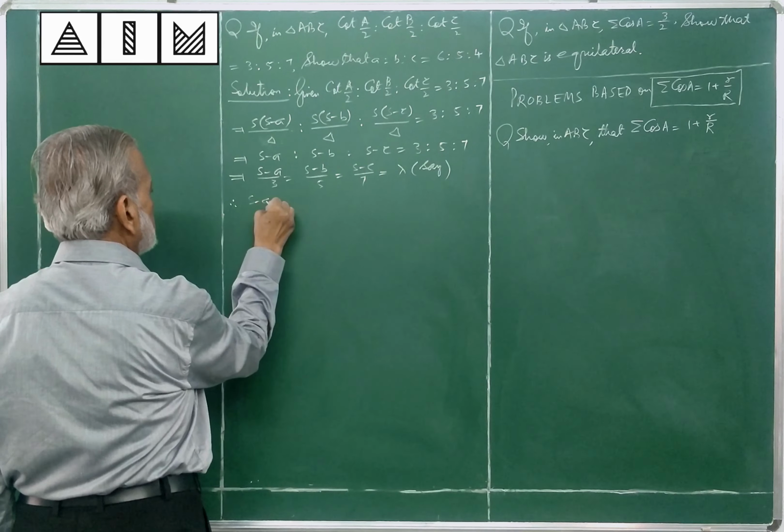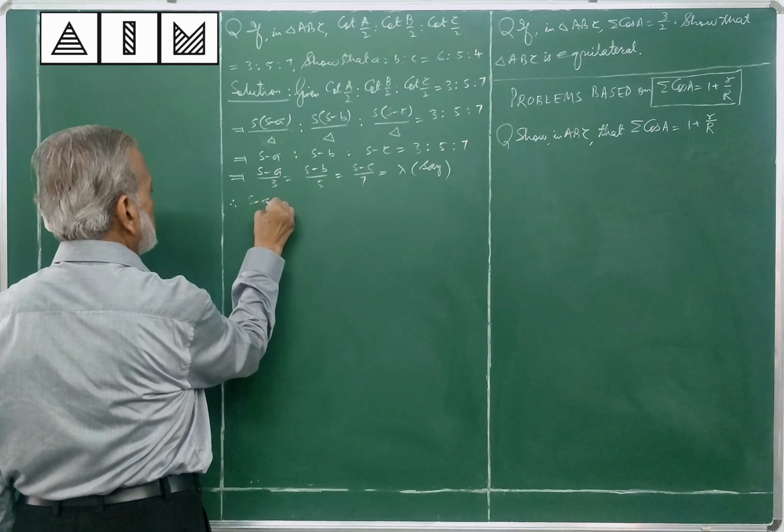Now S minus A is equal to 3 lambda gives 15 lambda minus A is equal to 3 lambda. Therefore A is equal to 12 lambda. Check this step once again. S minus A is equal to 3 lambda. The value of S you found is 15 lambda. Substitute here: 15 lambda minus A is equal to 3 lambda, this gives A is equal to 12 lambda.